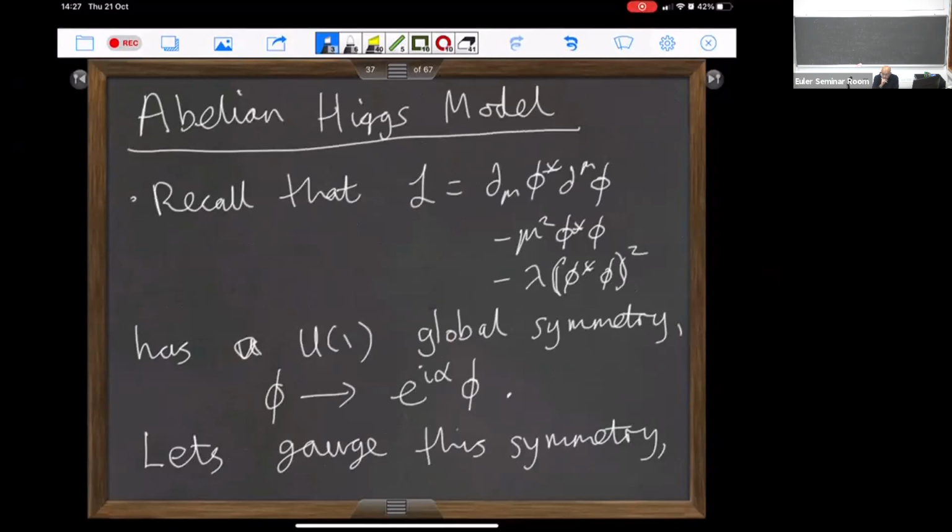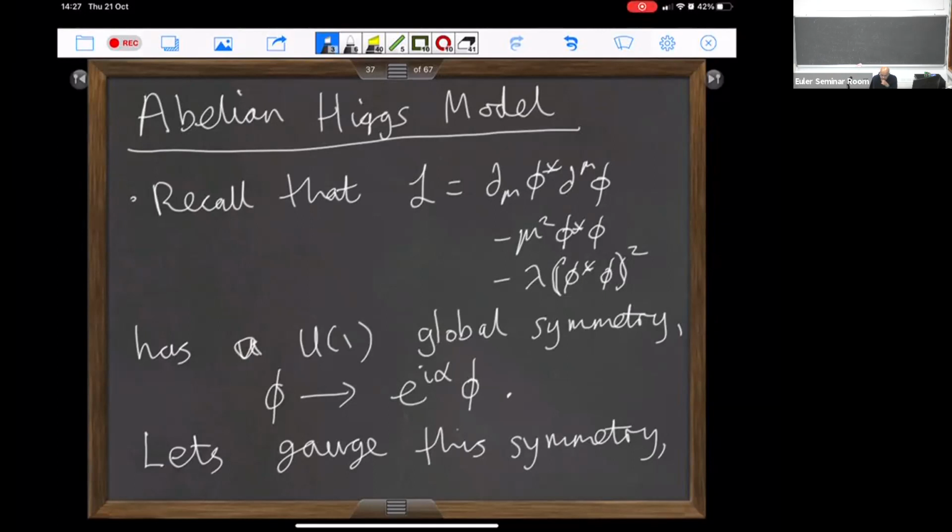We're going to study this mechanism first in a simplified model called the abelian Higgs model. So we start first with the Lagrangian for a complex scalar field and insist that we have a U1 global symmetry.